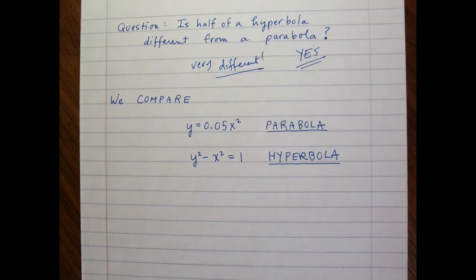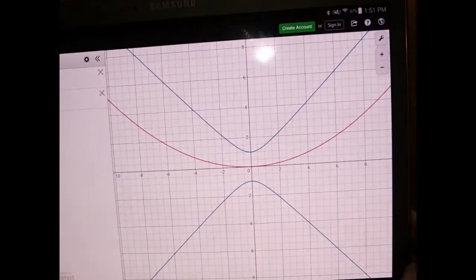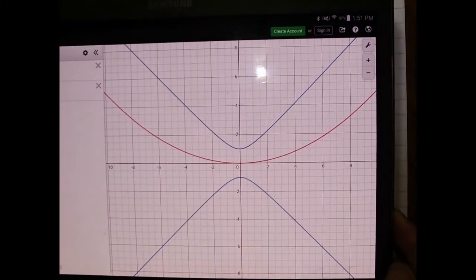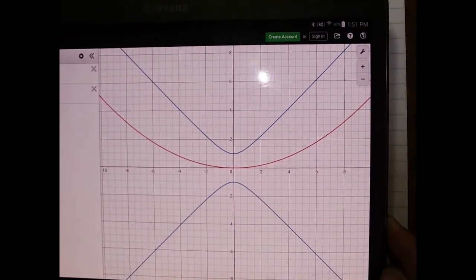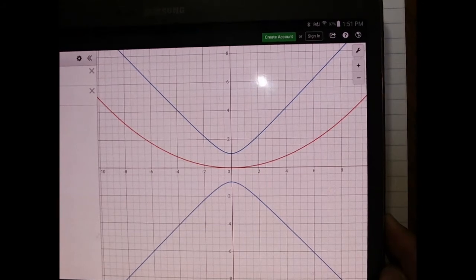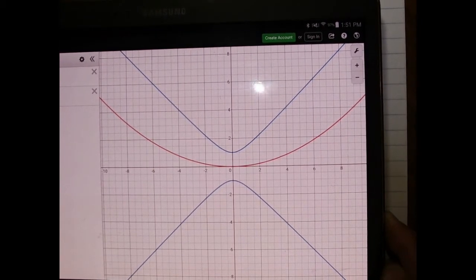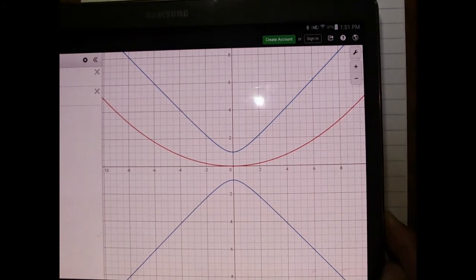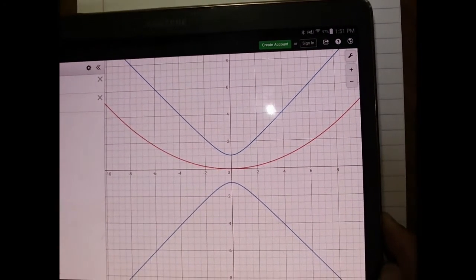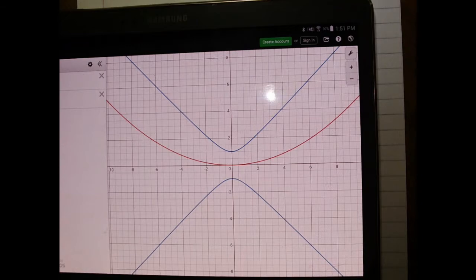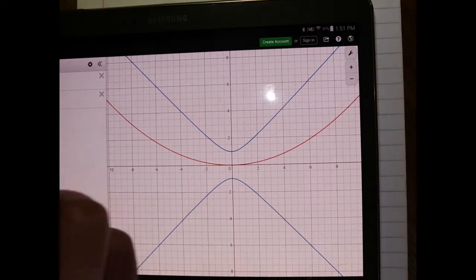to look at. We're going to go to Desmos here. In fact, I've already plotted both graphs in Desmos. So this is on my tablet, and the blue is the hyperbola, the red is the parabola. And to me, what really sets a hyperbola apart from a parabola shape is its asymptotes. The asymptotes are not drawn in this picture.